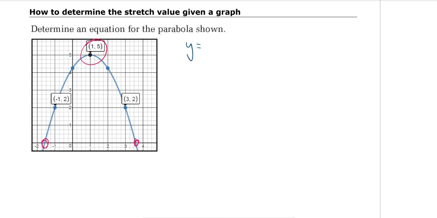So the vertex form is y equals a times x minus h squared plus k. So if my vertex is 1 and 5, that means h is equal to 1, k is equal to 5, because the vertex is just h comma k. So if I put those values into my equation, I get y equals a times x minus, because the formula has to have the minus, h, which is 1 squared, and k is 5, so I'll say plus 5. And the only thing missing in this equation is a.